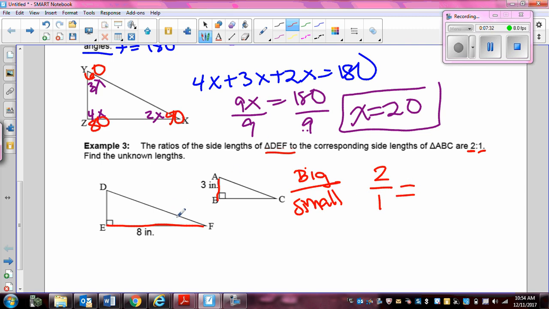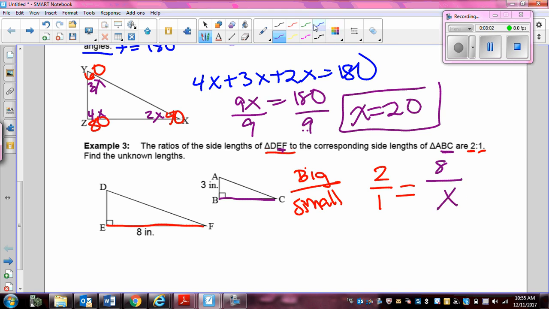we're trying to find the other lengths. So what I can do is look at my congruency statement, and I know that the side with the 8 is E to F. So E to F is my last two. That should be the same as the last two, which are B to C. These two should be corresponding sides, right? So if it's going to be 2 over 1, we're going to say 8 over, we don't know B to C, so that's going to be our variable x.